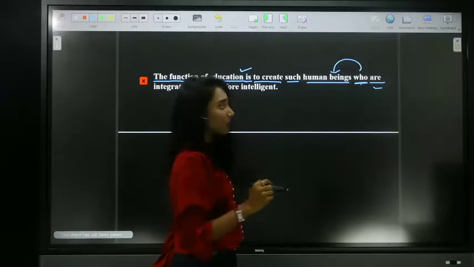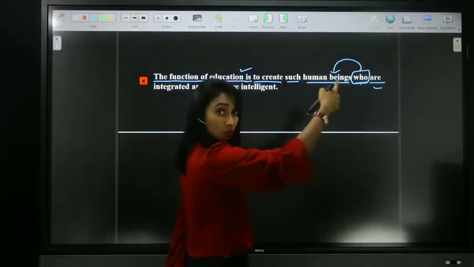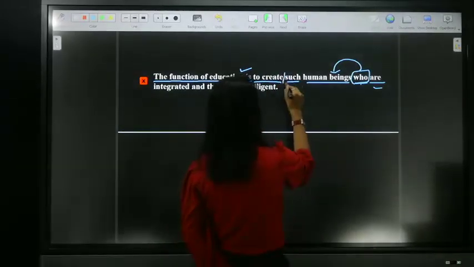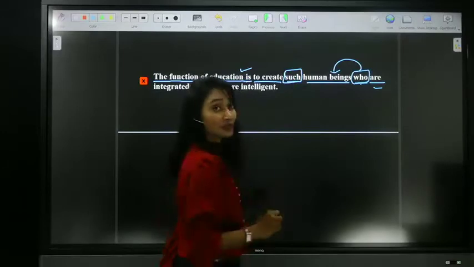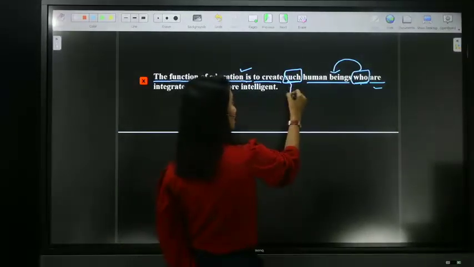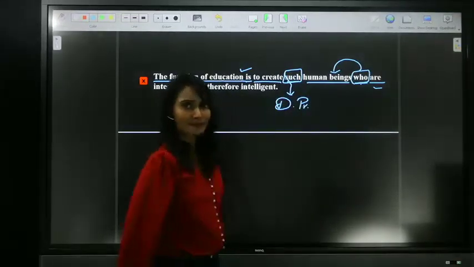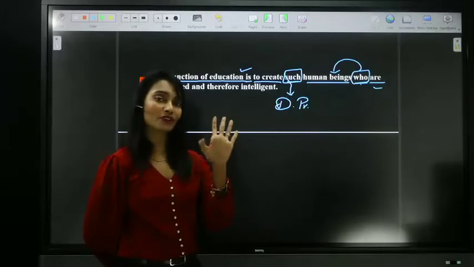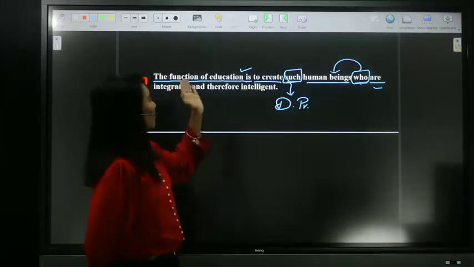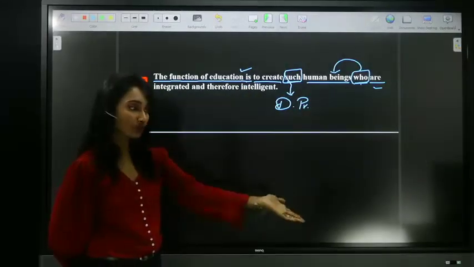See, what are the pronouns here? One is the relative pronoun "who", referring to human beings, plural, "are". The other pronoun here is "such". What kind of pronoun is such? Demonstrative pronoun, right? We have five demonstrative pronouns: this, that, these, those, and such. Here, the function of education is to create such human beings. What does such refer to?